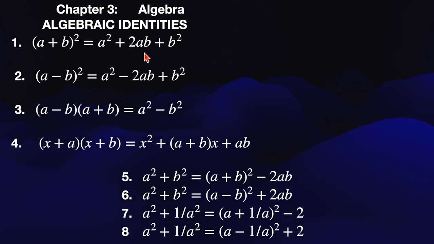From this, what do you understand? a² + b² is equal to (a + b)² − 2ab. They are taking 2ab on the other side. And from this, what do you understand? a² + b² is equal to (a − b)² + 2ab. So we got two extra formulas for a² + b².